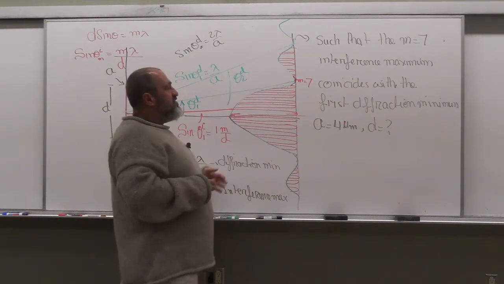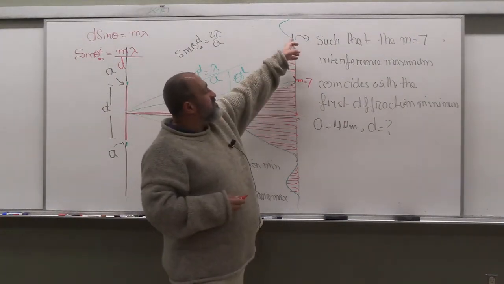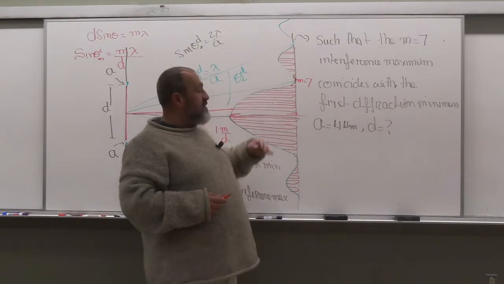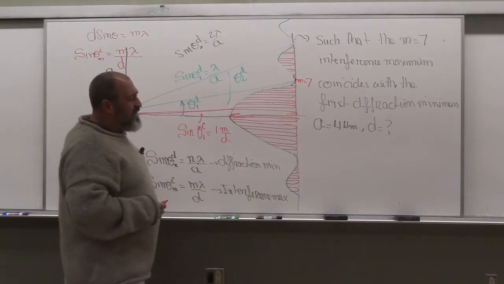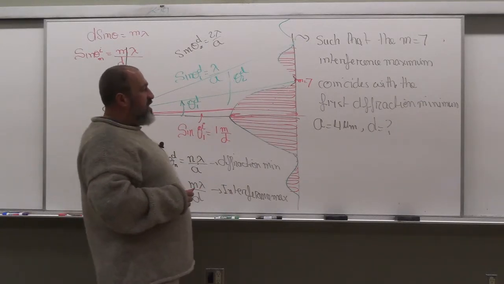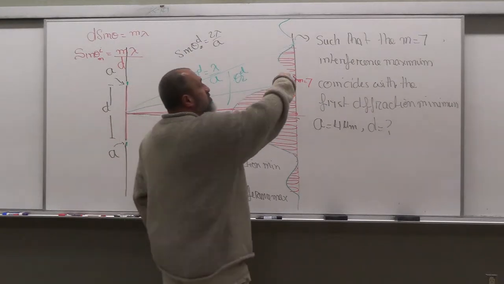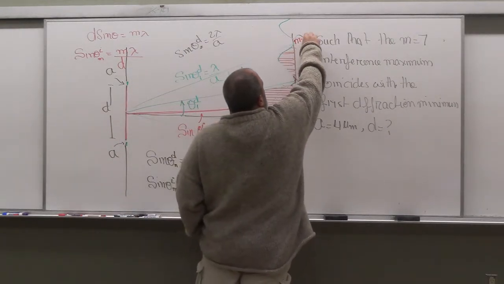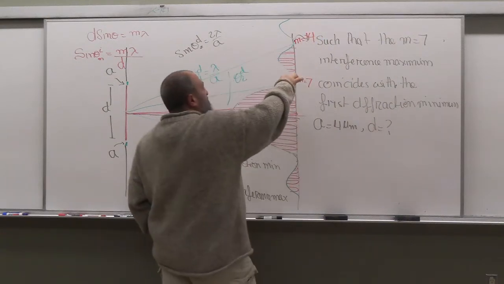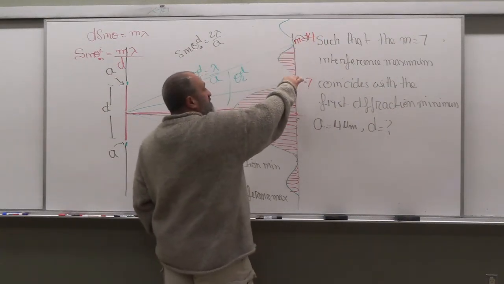So what do we have? If this is M equals 7 maximum, then this is the M equals 14 maximum. So if A equals 4, what is D? Again, I'll let you think about why this will be the M equals 14. And if this is 7 and this is 14, how many do I see in between?